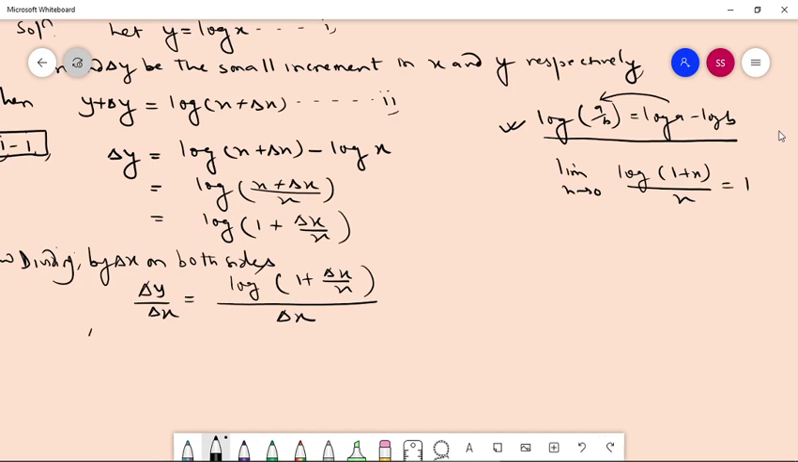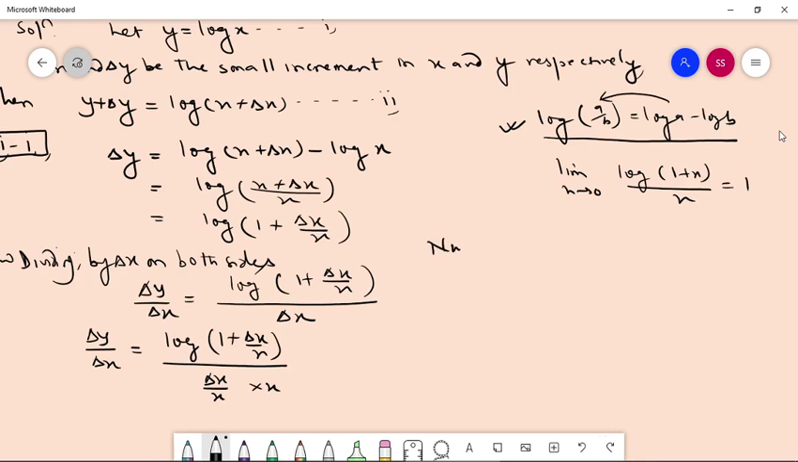So del y by del x equal, we have to change this, log 1 plus del x by x. Here it is 1 plus del x by x instead of 1 plus x. So del x by x we can make, we can divide by this, times x, it can be cancelled. 1 by x we can write later on.